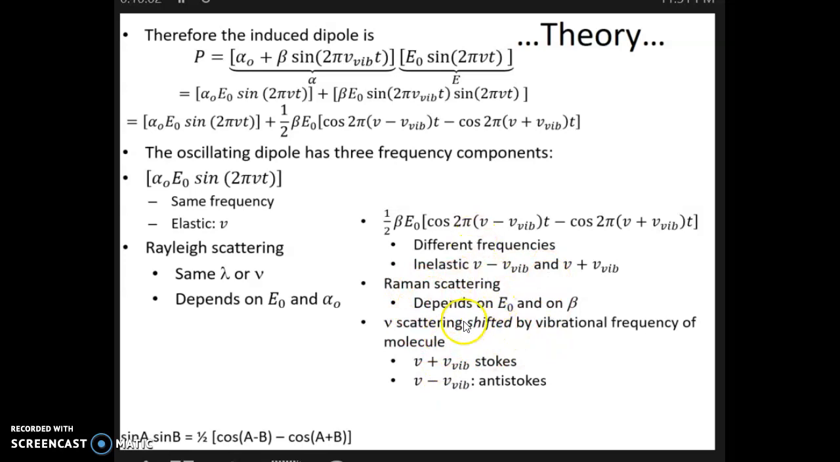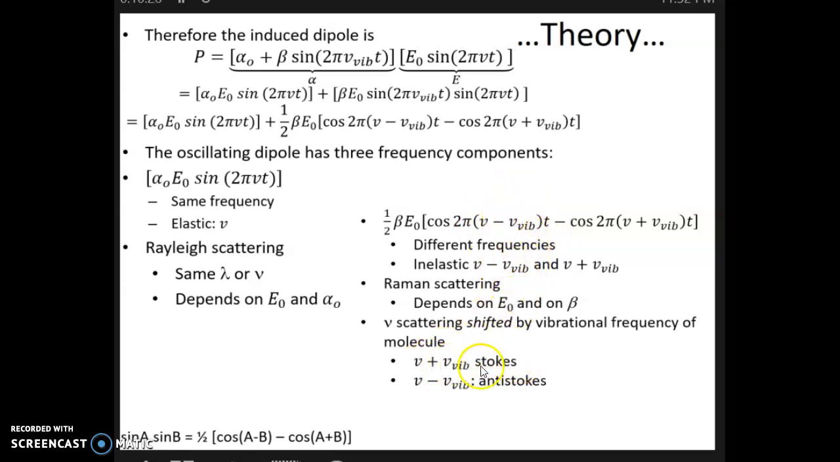This scattered light, we say, has shifted by v vib, and this v vib, I think in the next slide it will be clearer, corresponds to a vibrational mode in the molecule. So we're dealing with rotational, we'll continue to a rotational energy level more appropriately. So it corresponds to a vibrational energy level of the molecule.